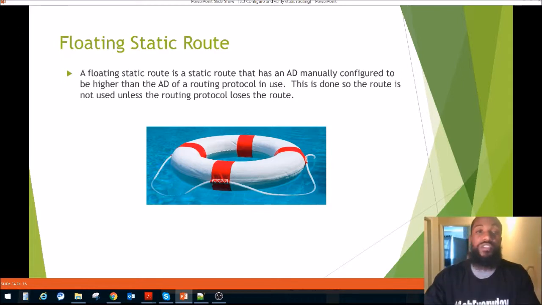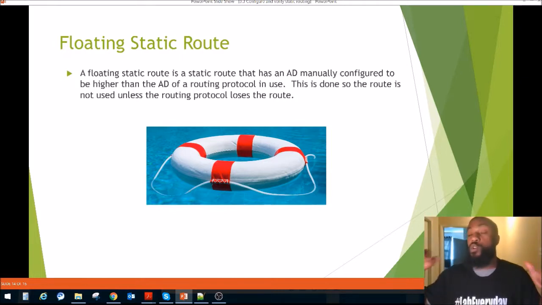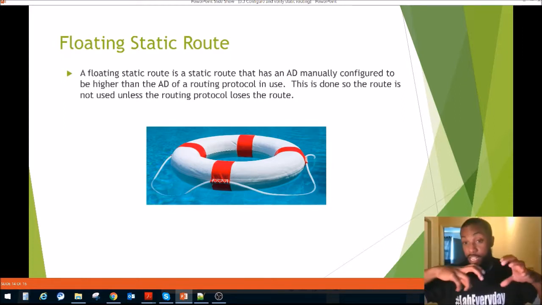Here's the official definition. A floating static route is a static route that has an AD, or administrative distance, manually configured to be higher than the AD of a routing protocol in use. So remember, the AD for a static route is, again, what? Pause and think about it. We said it a million times in this video so far. It's 1, right? But if that route goes down, and you entered another static route that has a higher administrative distance, that's going to be put in your routing table.